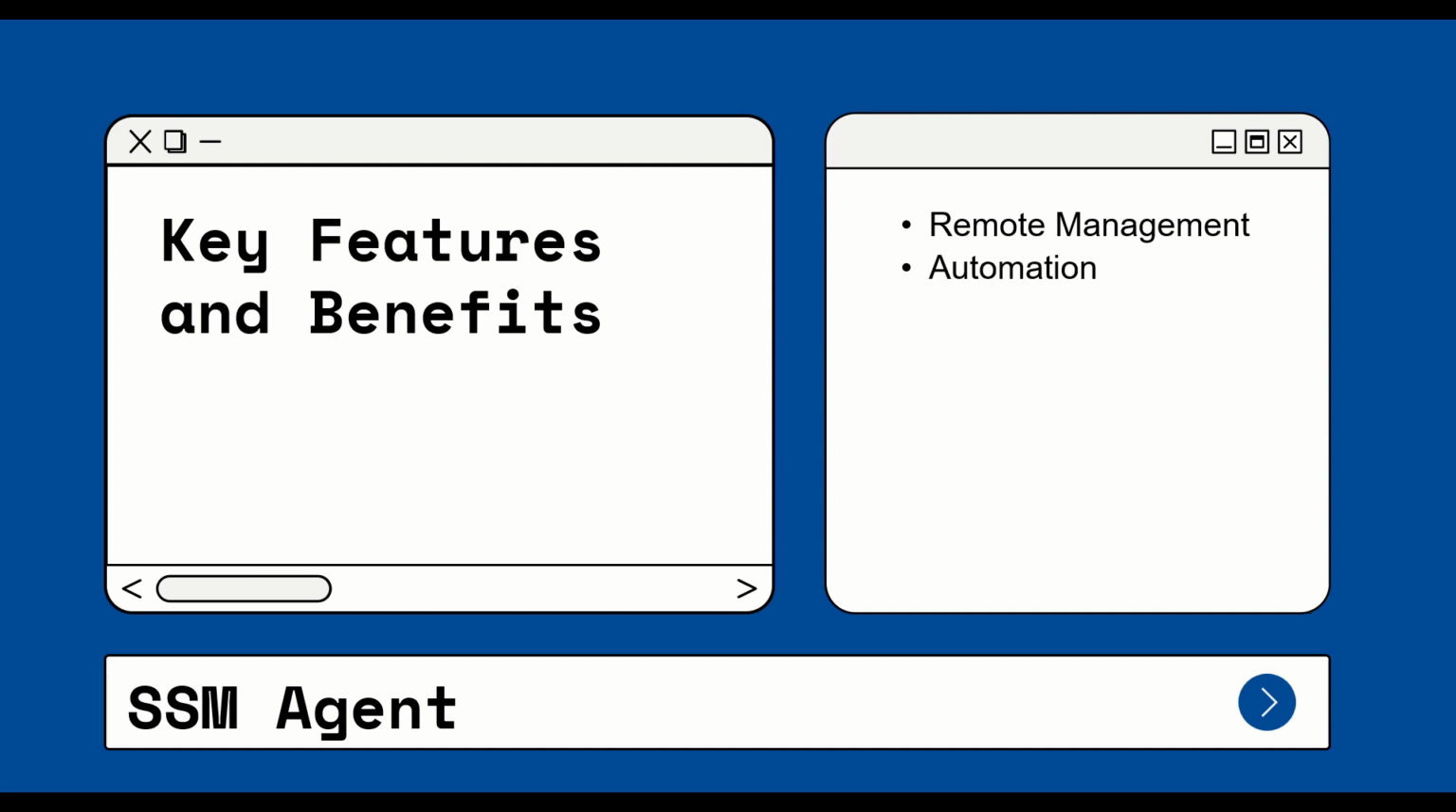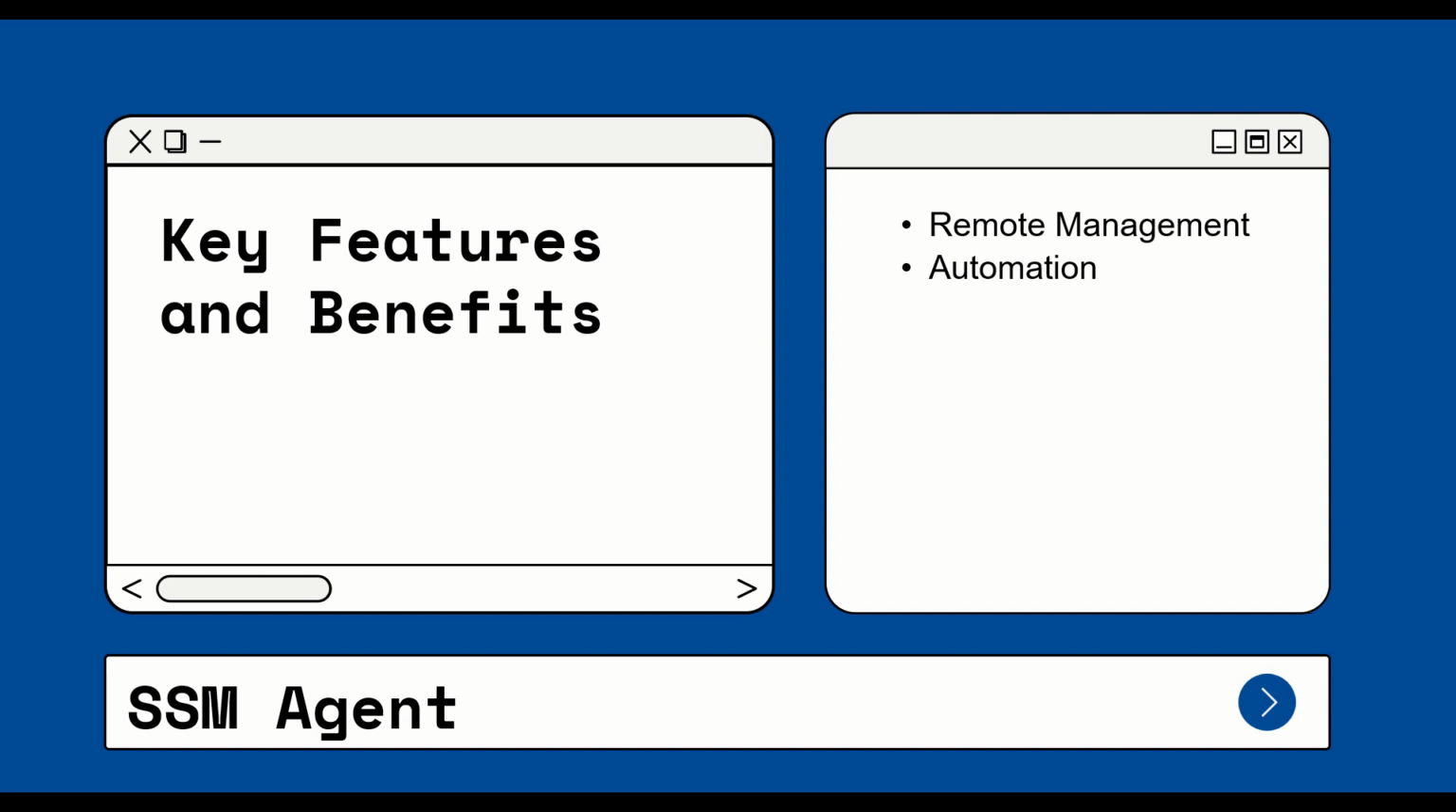Second is automation. The SSM agent allows you to automate various operational tasks such as system configuration, application installation, and ongoing maintenance. Automation helps you streamline the processes, improve efficiency, and reduce human error.